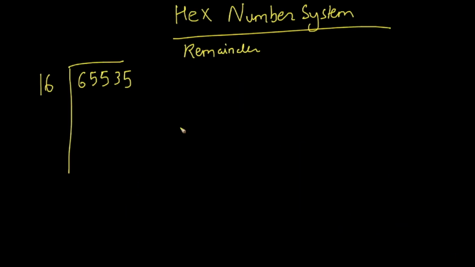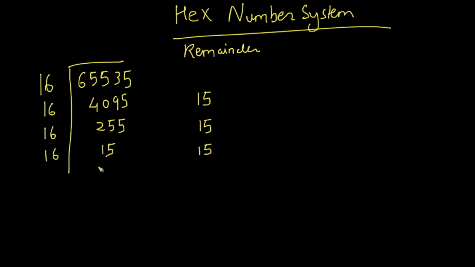So let's convert a bigger number this time. Let's say if we want to convert the decimal number 65535 into its hexadecimal equivalent. So we'll start dividing the number by 16. 65535 divided by 16 will give us 4095 and the remainder will be 15. 4095 divided by 16 will give us 255 and the remainder is 15 again. 255 divided by 16 will give us 15 and the remainder will be 15 as well. And 15 divided by 16 will be 0. The remainder will be 15 as well.